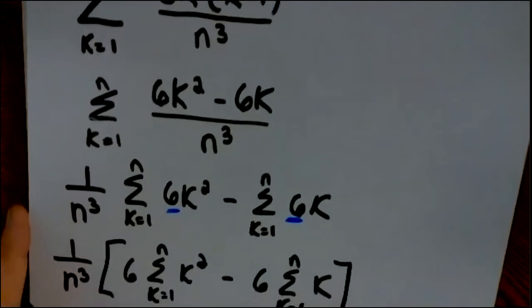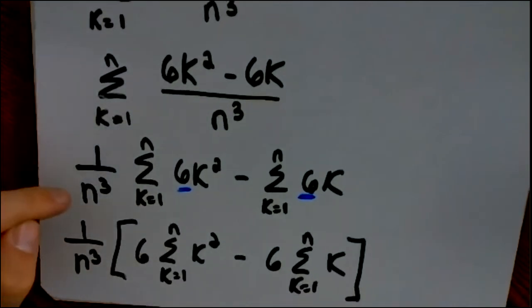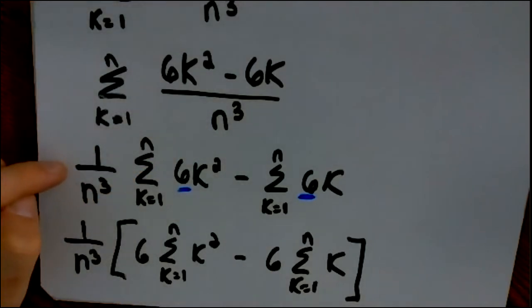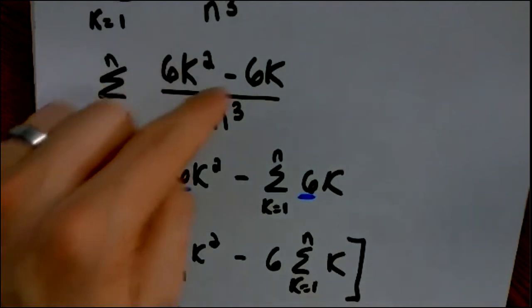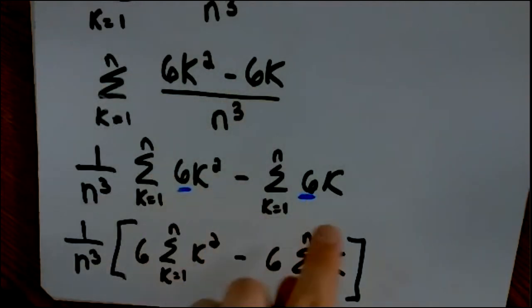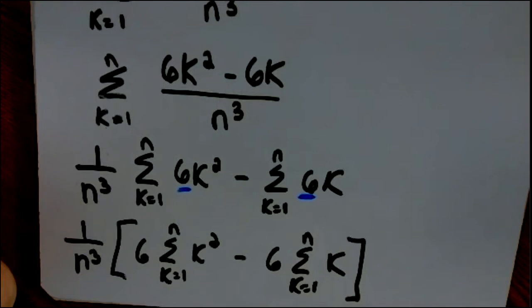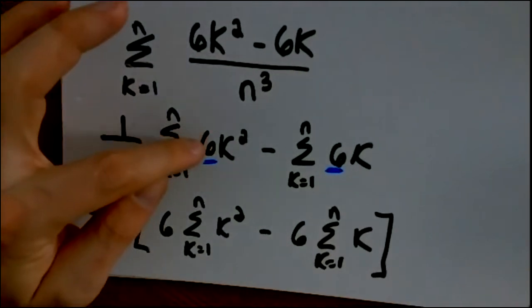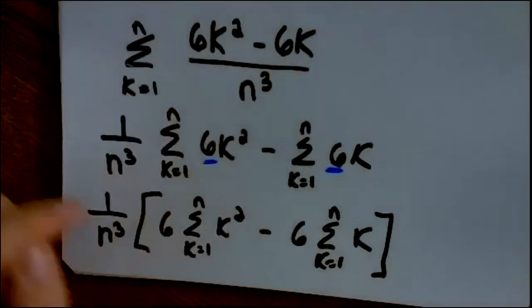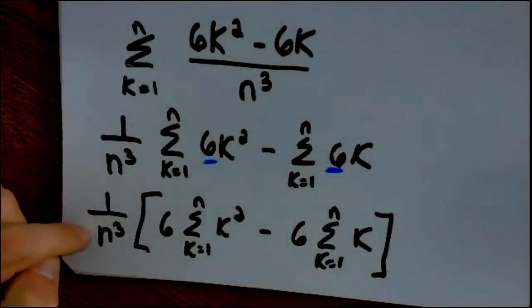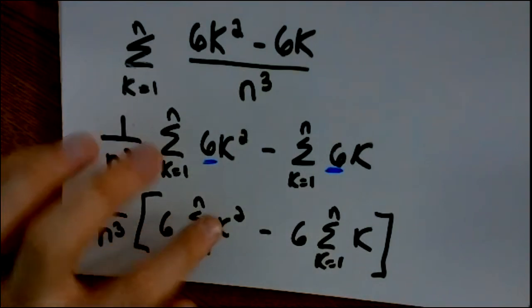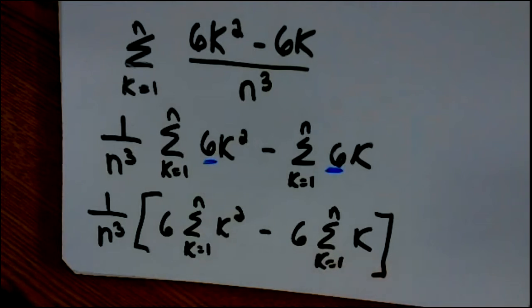Then I recognize that n to the third is a constant, so I can pull that n to the third out because it's in the denominator. I pull it out as 1 over n to the third. Then I also have a property that says I can separate these out into the sums of the two individual pieces, 6k squared and 6k. Then I look at my 6 and I say, well, 6 is a constant I can pull out. So I have 1 over n to the third times the 6 times the sum of k squared minus 6 times the sum of k.